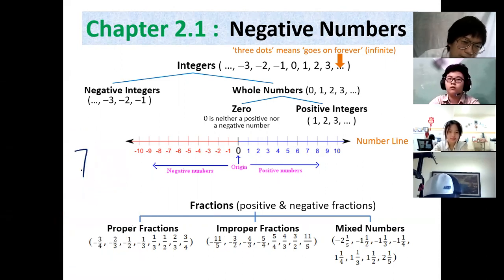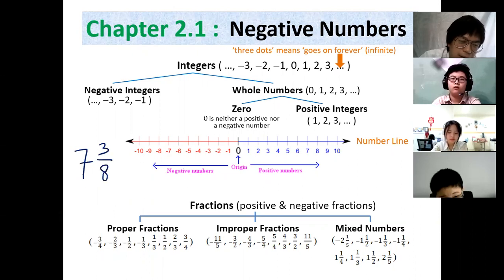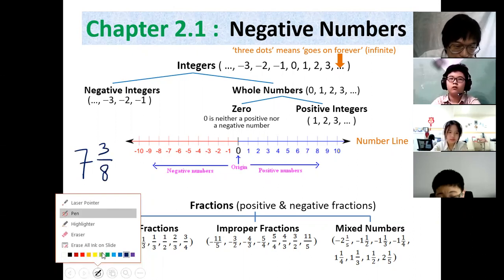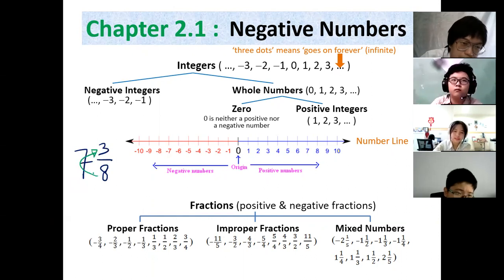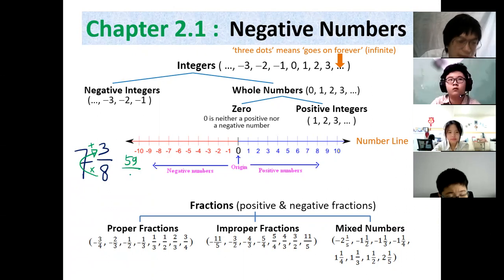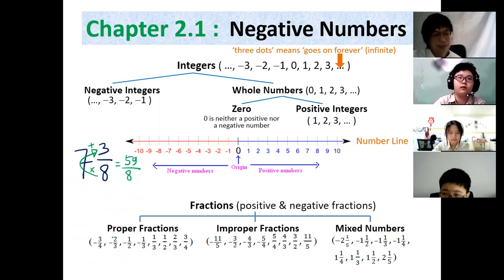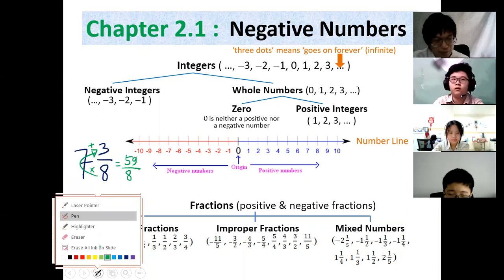If I have 7 and 3 over 8, what can you do? An easy way to remember: draw an arrow, this is times, this is plus. 8 times 7, 56, right? 56 plus 3, 59 out of 8. Nice. The bottom must stay the same, 8. Okay, that's it. Simple, not too difficult.